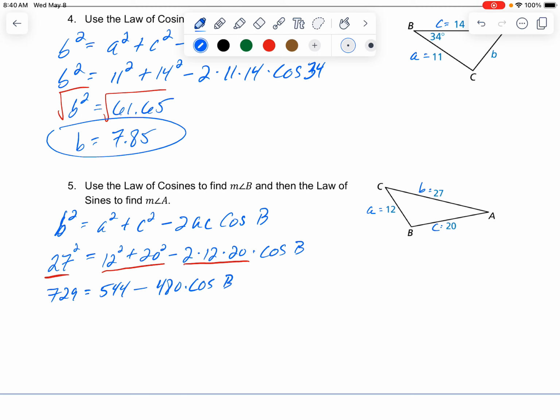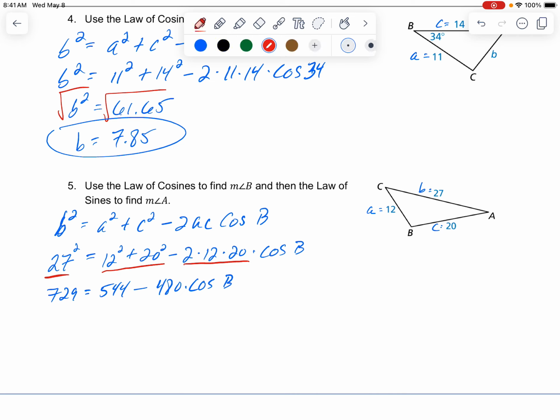Here's where a lot of students get confused on what to do next. What people want to do is take 544 minus 480, but we can't do that because this 480 is attached to this cosine of B. We can't just subtract that, right? Order of operations tells us that I have to do this multiplication first. So I can't just subtract this 480 from that. Remember, when we're solving, we're kind of doing order of operations in reverse. So what we're going to want to do is get this to the other side so that I'm just left with this, and then I'll have to divide off that negative 480.